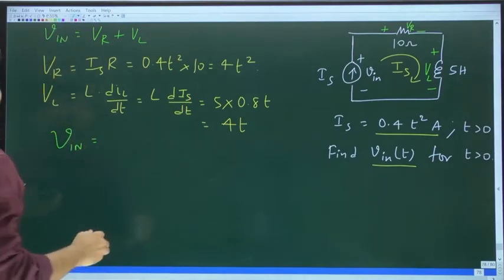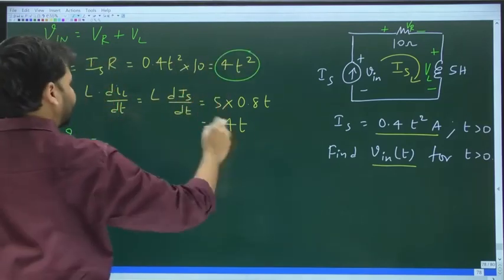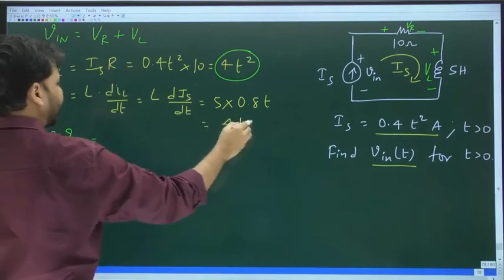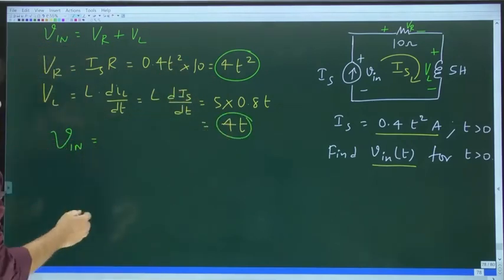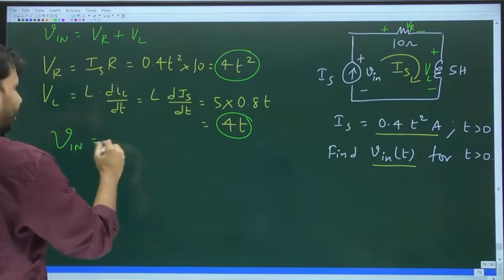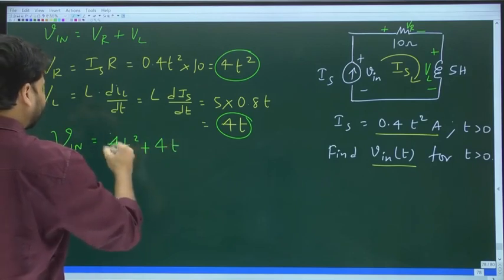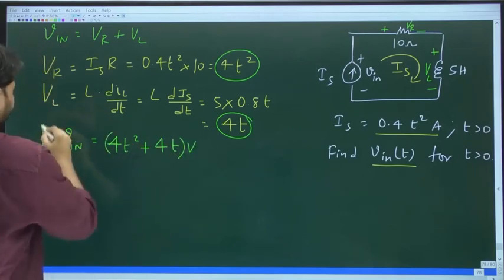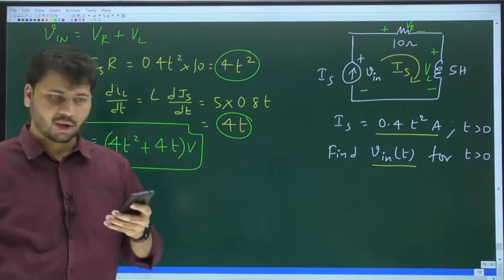Once again, our Vn is the voltage across the resistor, which is 4T square, plus the voltage across the inductor, which is 4T. Add these two, and you'll get the complete expression for the input voltage. So 4T square plus 4T, units are volts, okay? It's a very simple problem, okay?